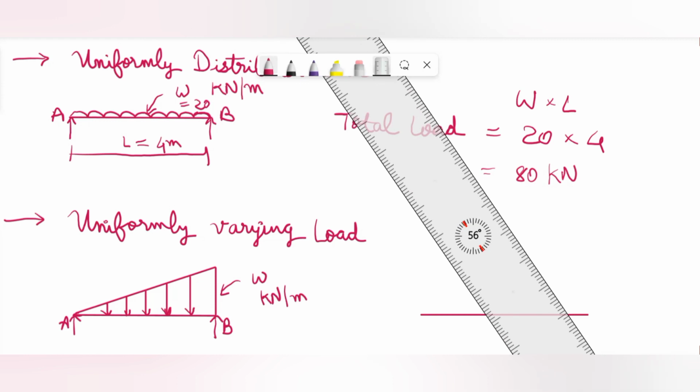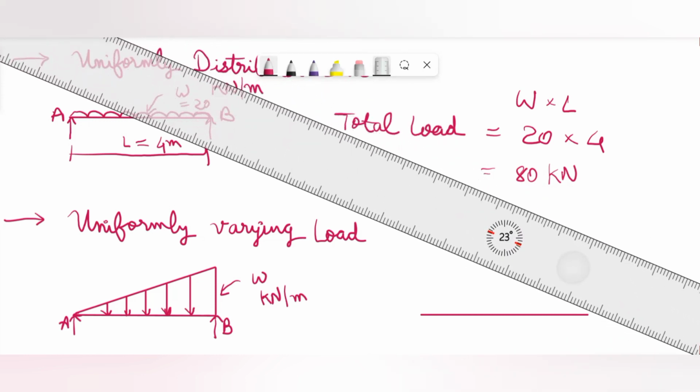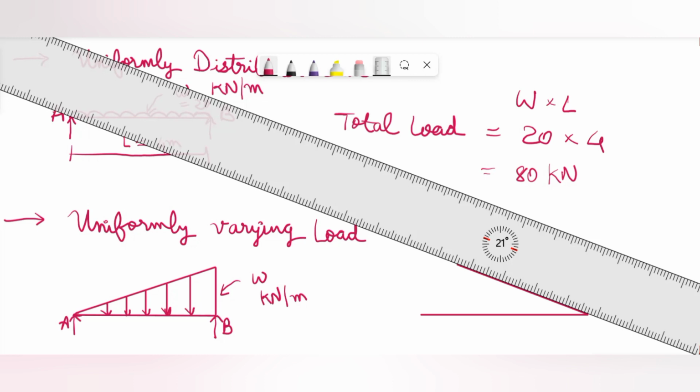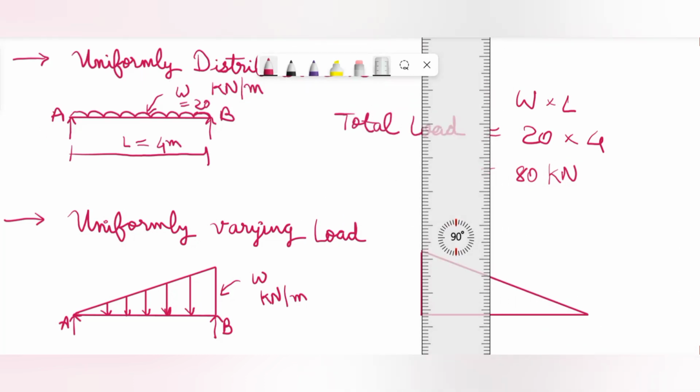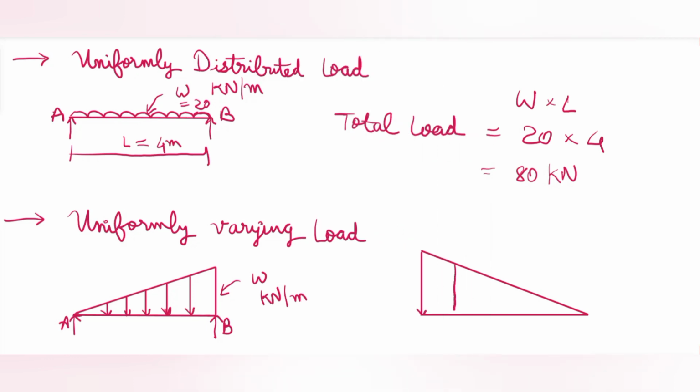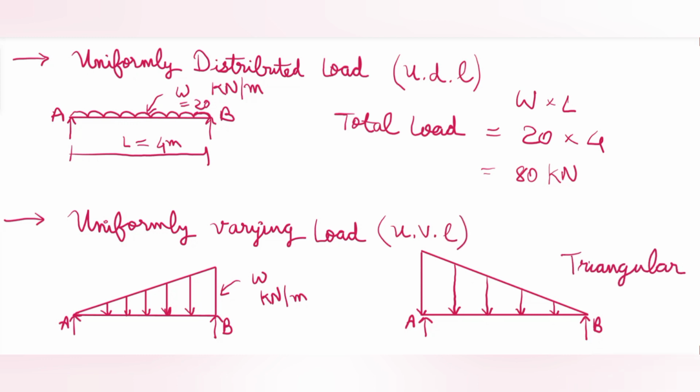Now if I want to draw gradually decreasing load, then it will be like this from one end to the other end, that is from A to B. The load is gradually decreasing and the load acting here is W kilonewton per meter. Uniformly distributed load is known as UDL and uniformly varying load is known as UVL. UVL, we also call it as triangular load.